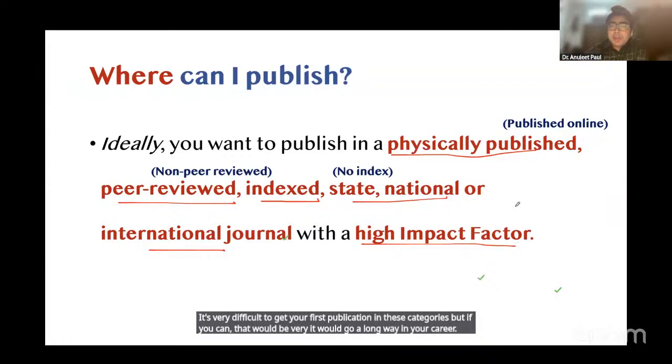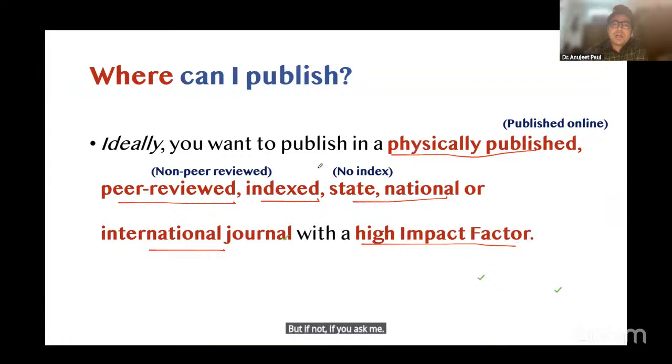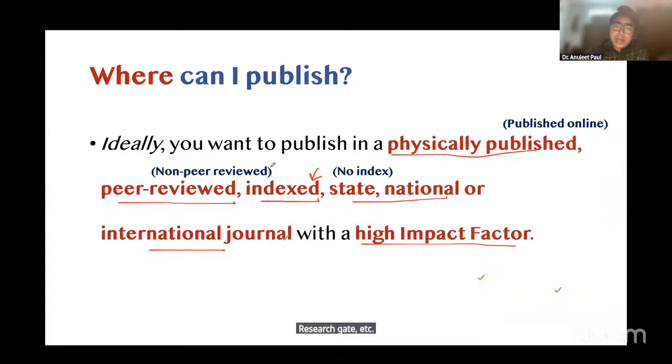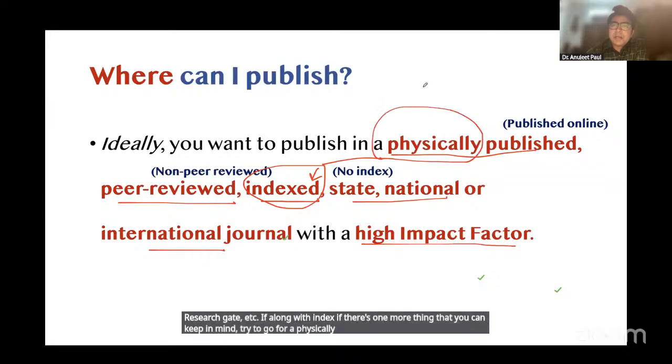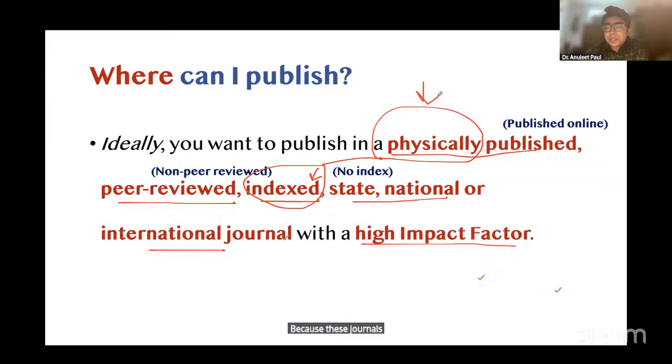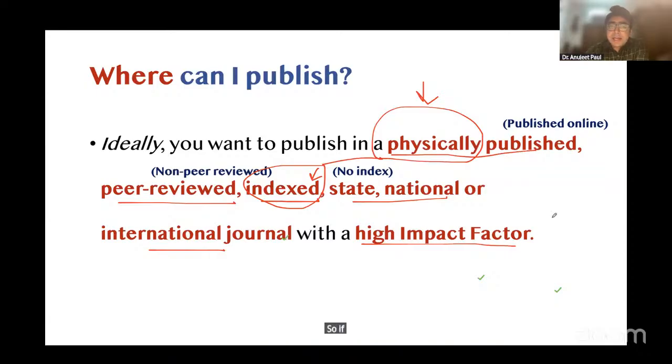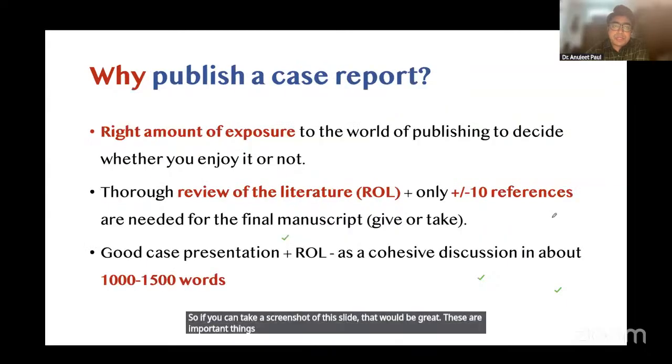But if not, if you ask me, you should at least go for a well-indexed journal. Why well-indexed? Because if it's indexed in one of the higher categories like Scopus, Copernicus, or PubMed, or something of that sort, it will be visible on sites like Google Scholar or ResearchGate, etc. Along with the index, there's one more thing you can keep in mind: try to go for a physically published journal as well, because these journals are usually published once in 3 months or 2 months or 4 months. So there's a regular rotation of these journals. If you can take a screenshot of this slide, that would be great. These are important things to remember when you're choosing a journal.